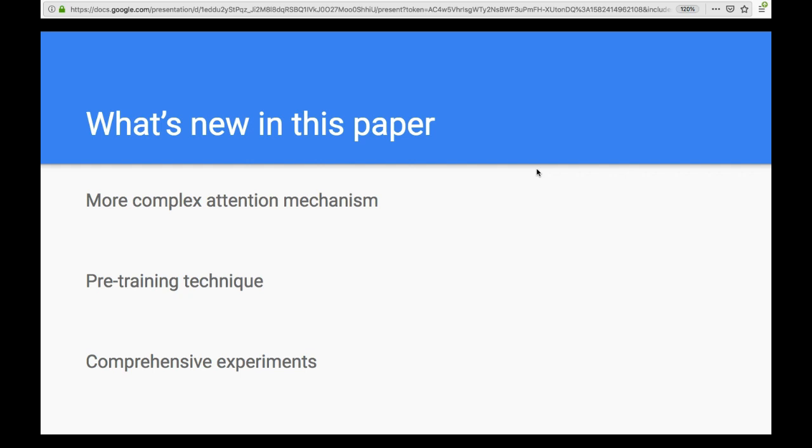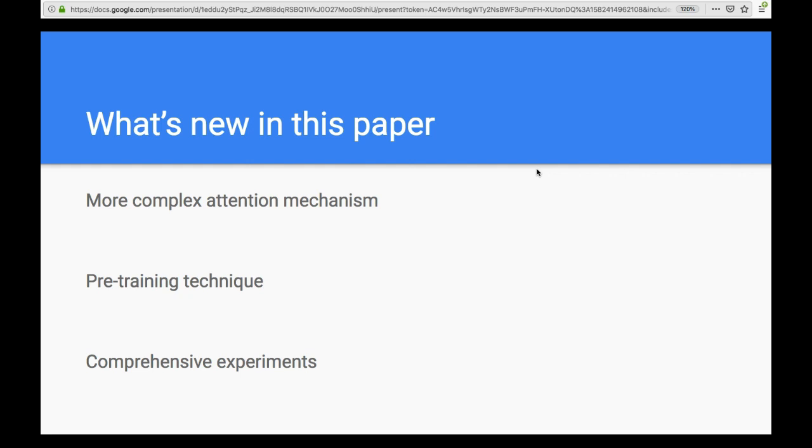Okay, so what's new in this paper? Since there are already some people who did a transformer, right? So what's new in this paper? Basically, they use a more complex attention mechanism. They don't only use the original transformer one, they also put in two other ways to make the attention mechanism more robust. They also pre-train their model on a certain data set, and they found it's very, very effective.